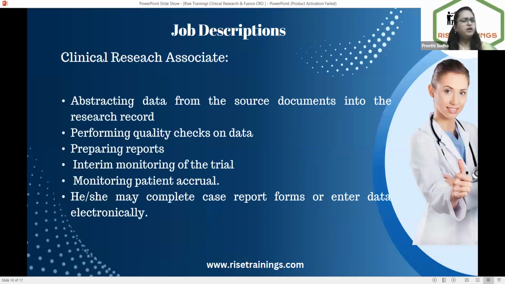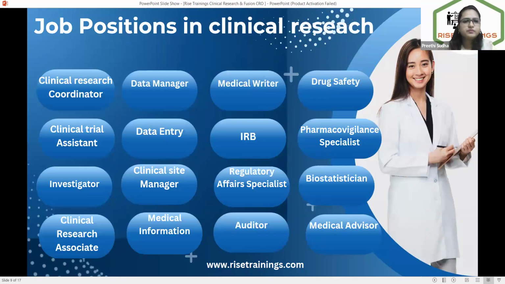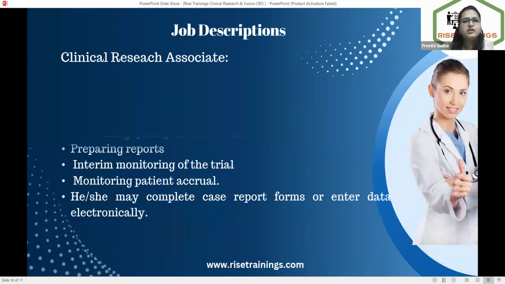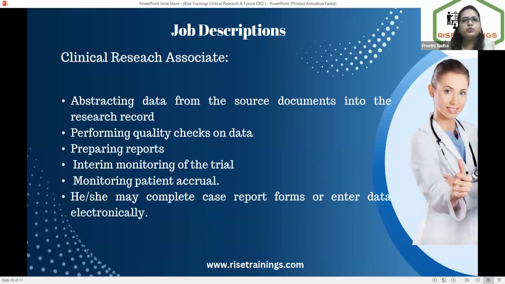So what I have described earlier is just the definitions and the overall picture, but clinical research is like a sea, so we can learn more and get the knowledge. I'm going to describe a few of the job descriptions for a few of the job positions I have mentioned here. It's not possible to give a complete idea about all these job positions, but I'll explain a few which are in this clinical research field.